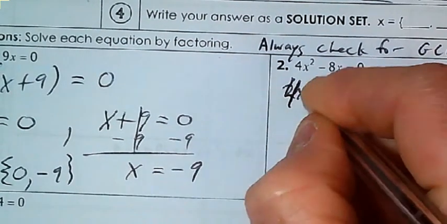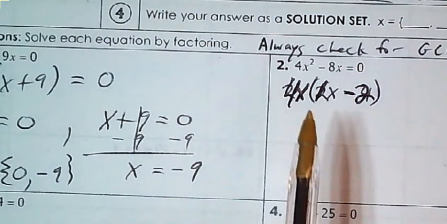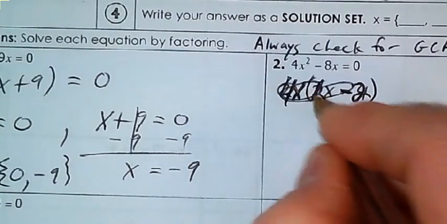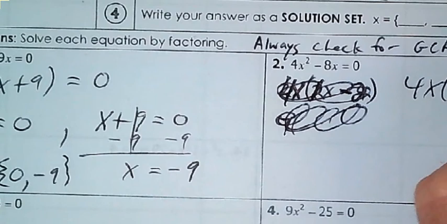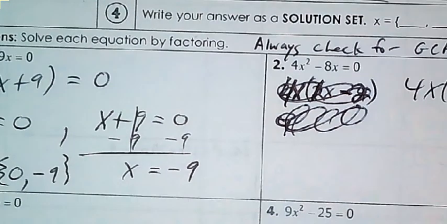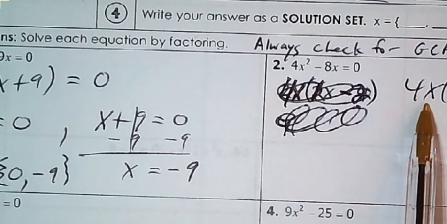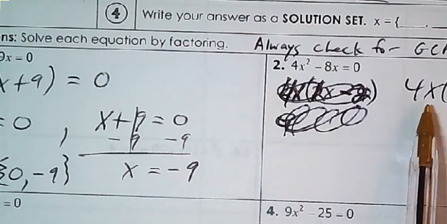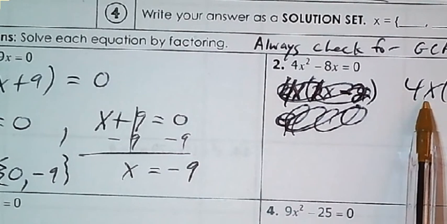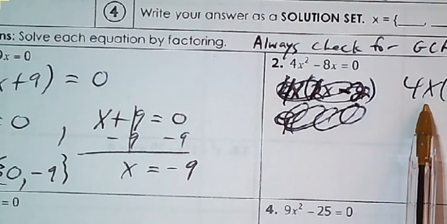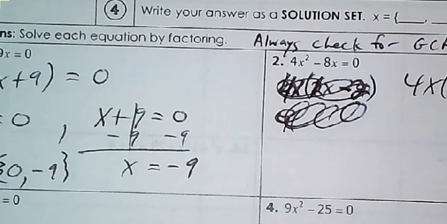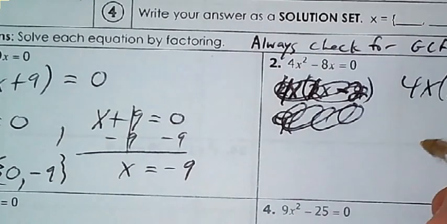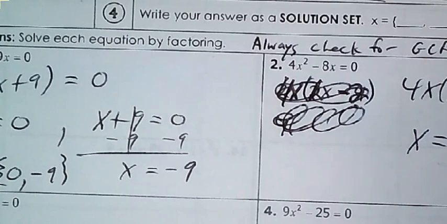Now, if we ever have an x outside the parentheses, I'm going to make that neater. 4x times x minus 2 equals 0. Anytime you have an x outside the parentheses, one solution is just going to be 0. Because what is the only thing that makes the expression 4x equal to 0? x would have to be 0, because 4 times 0 is 0. That's the only thing you can plug in to get 0. So my solution set is 0, 2.